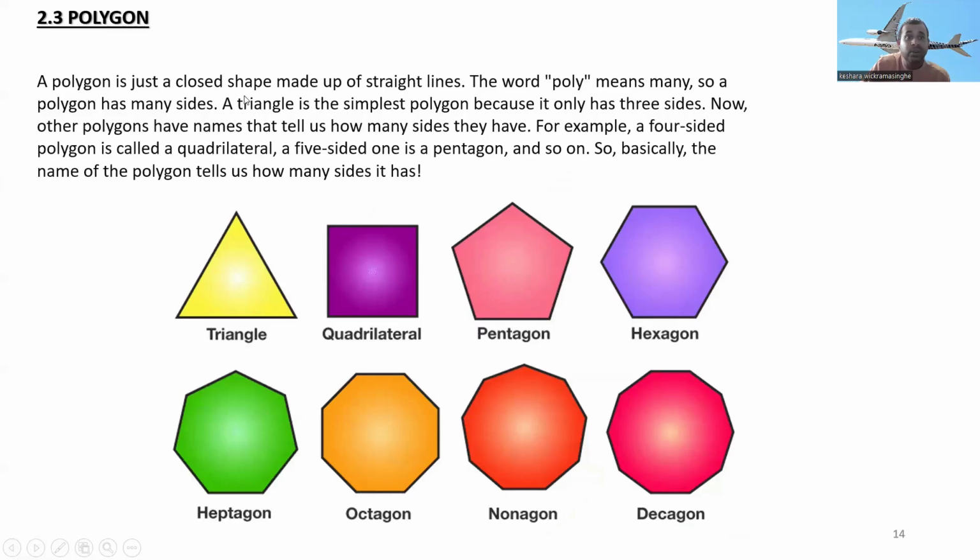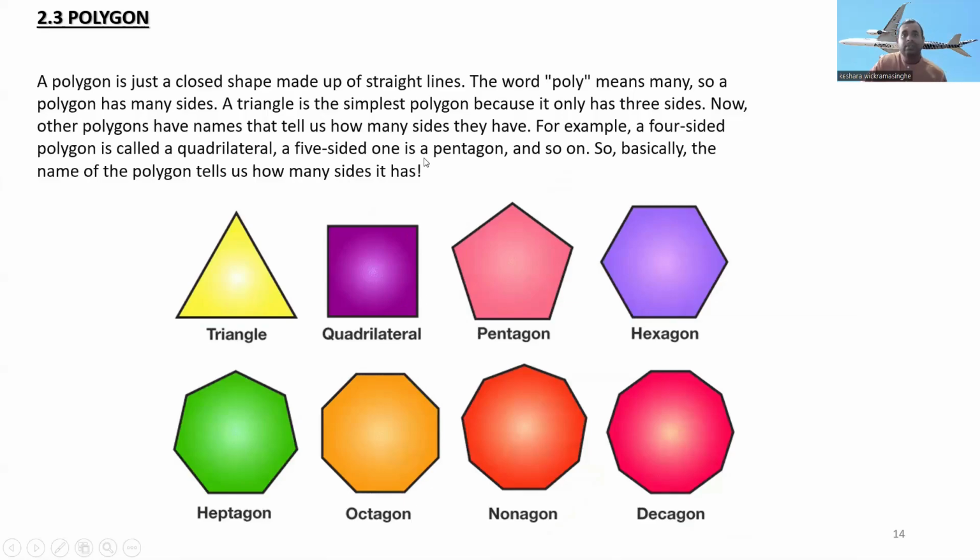polygons. A polygon is just a closed shape made up of straight lines. You can see all the shapes over there are made up of straight lines. The word poly means many. So a polygon has many sides. The triangle is the simplest polygon because it only has 3 sides.